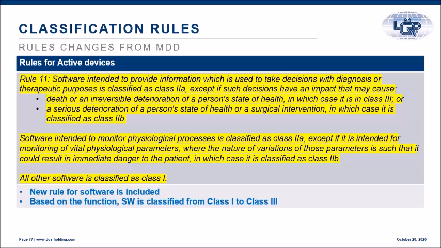Software intended to monitor physiological processes is classified under class 2A, except if it is intended for vital physiological parameters, then it is class 2B. All other software is classified under class 1. So this is a new rule which is clearly defined for software.